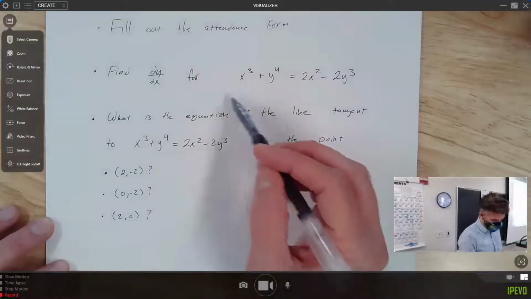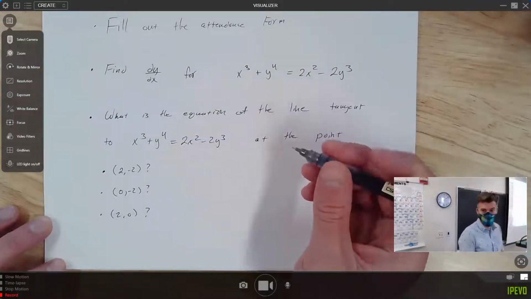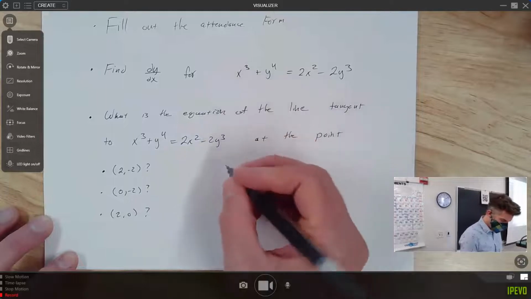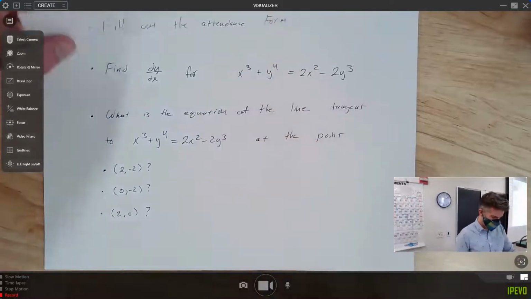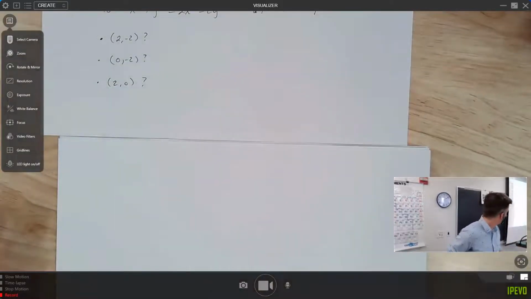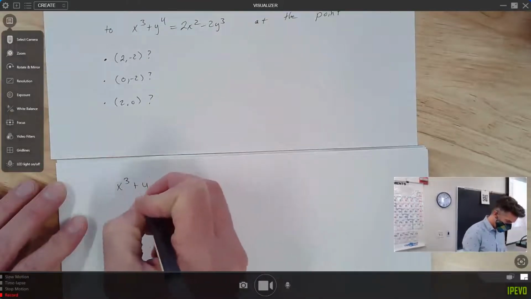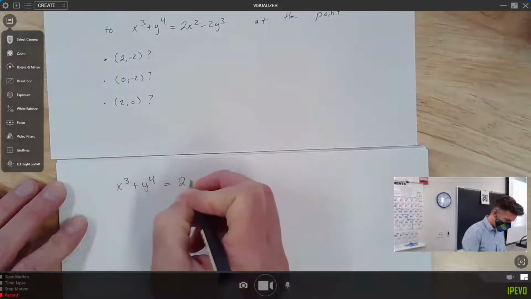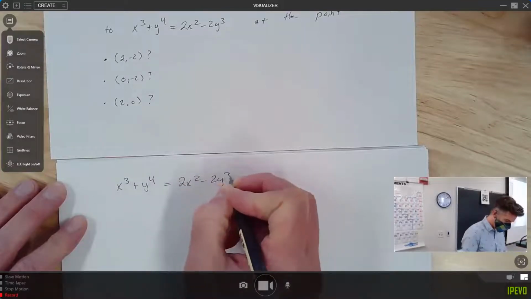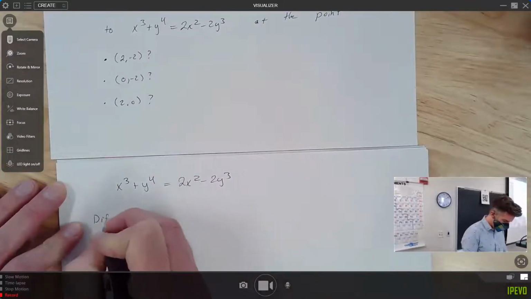But we can find the derivative of this using implicit differentiation. We're going to just differentiate the whole thing. And let's go ahead and use a new page here. You can see this all right. So we've got the equation x cubed plus y to the fourth equal to 2x squared minus 2y cubed. And we're just going to differentiate both sides.